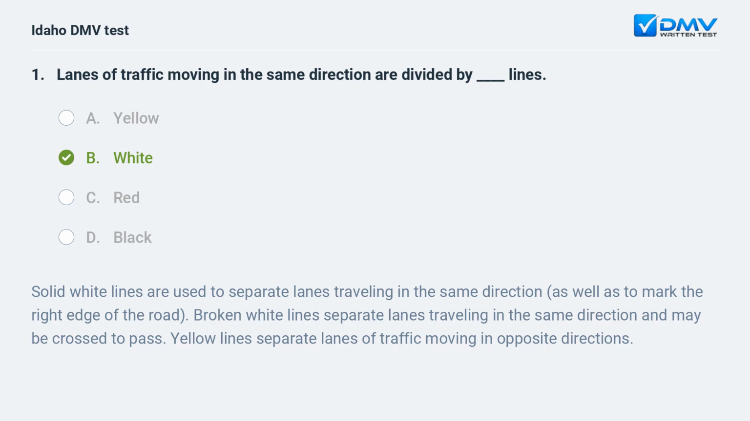Solid white lines are used to separate lanes traveling in the same direction as well as to mark the right edge of the road. Broken white lines separate lanes traveling in the same direction and may be crossed to pass. Yellow lines separate lanes of traffic moving in opposite directions.